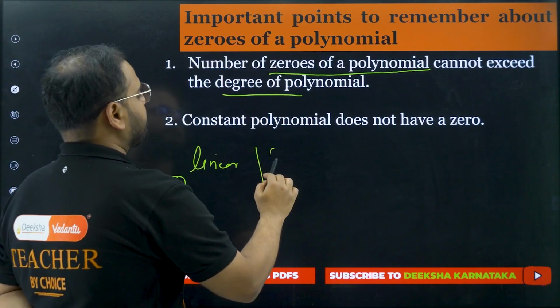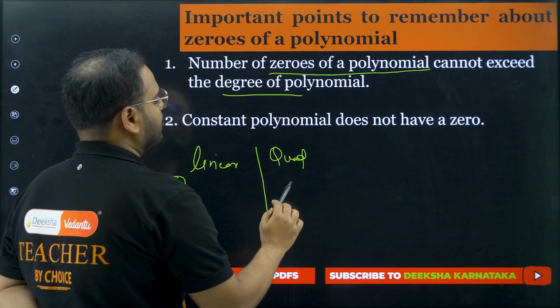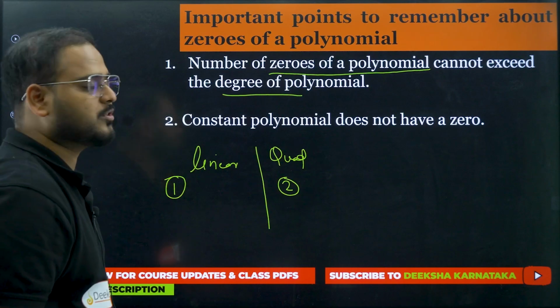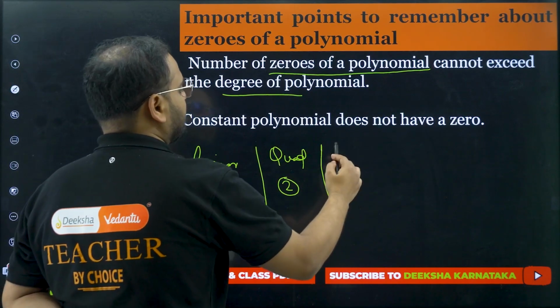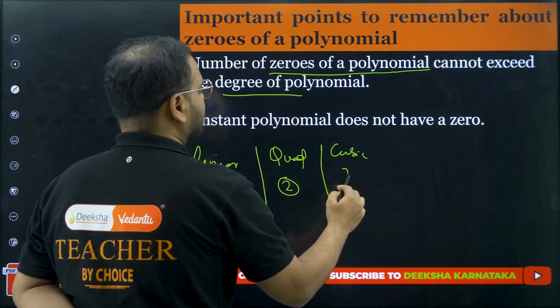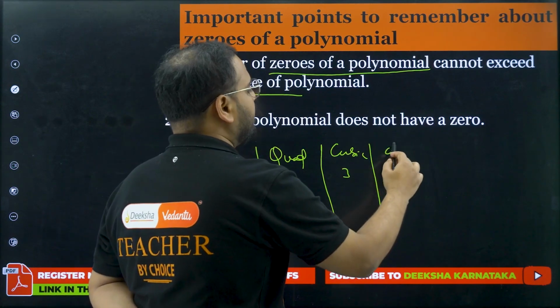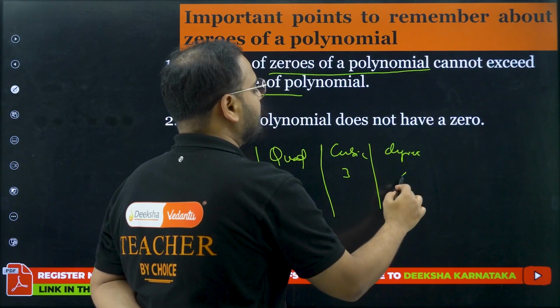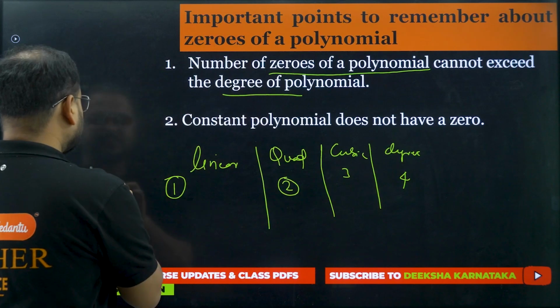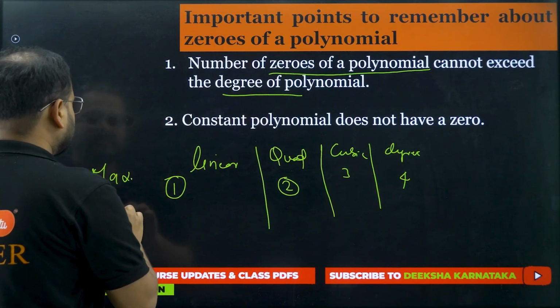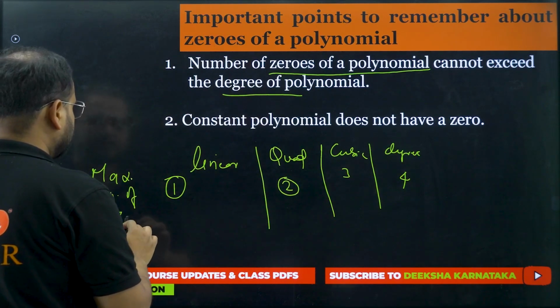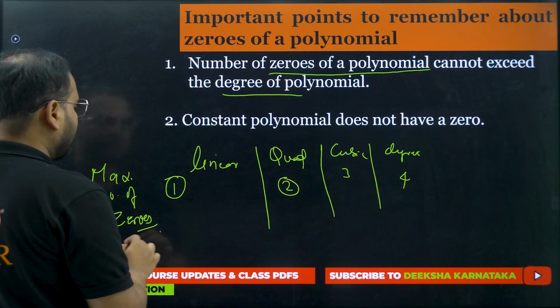For quadratic, what is it? Only 2. The number of zeros is 2. For cubic, it is 3. For biquadratic, 4. Biquadratic means power 4, when the degree is 4. These are the maximum number of zeros.